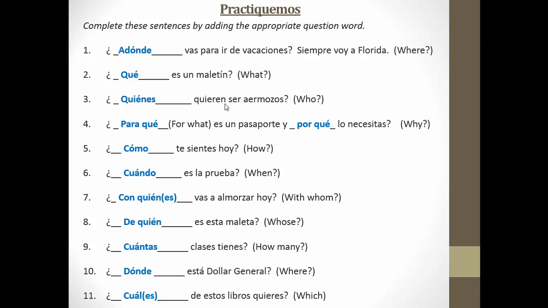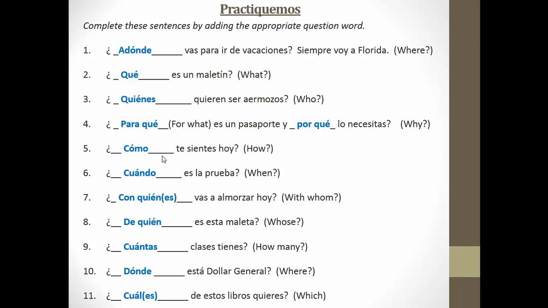5, how do you feel today? ¿Cómo te sientes hoy? 6, when is the quiz? ¿Cuándo es la prueba? 7, who are you going to eat lunch with today? Both of these are correct. You could say ¿con quién? Or ¿con quiénes? Okay, again, it would depend on the situation. If you were talking to a friend here at school, obviously your tables have room for about 10 people, so you'll probably default here and say ¿con quiénes?